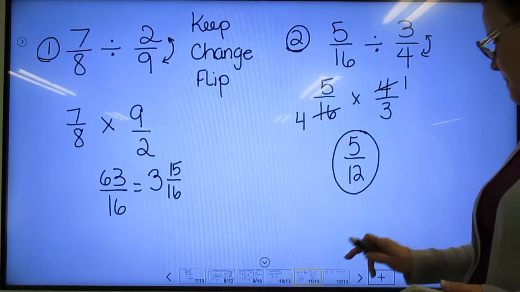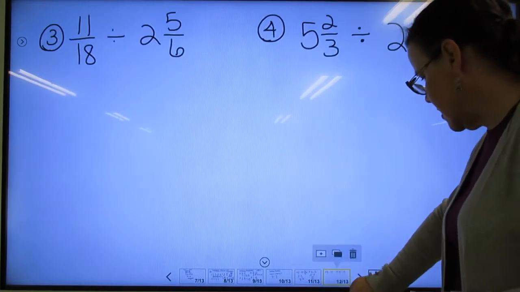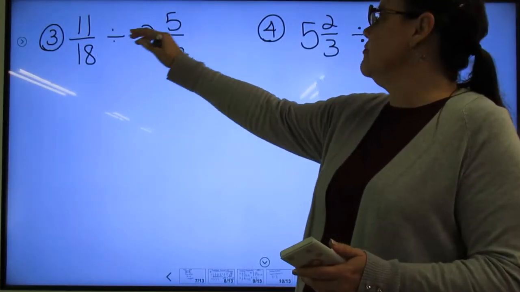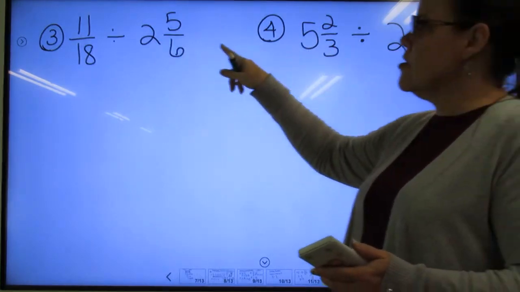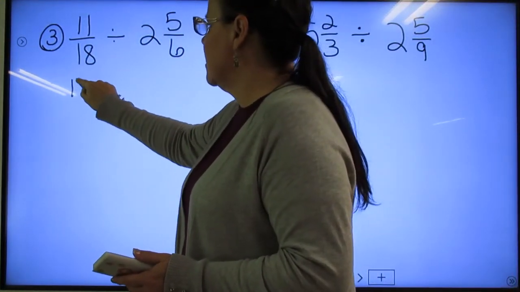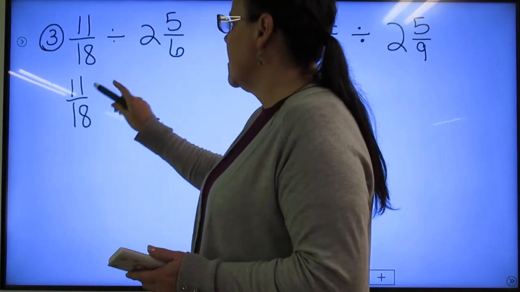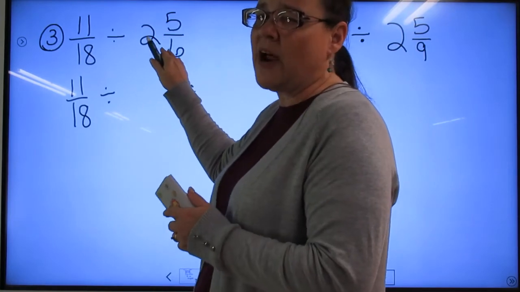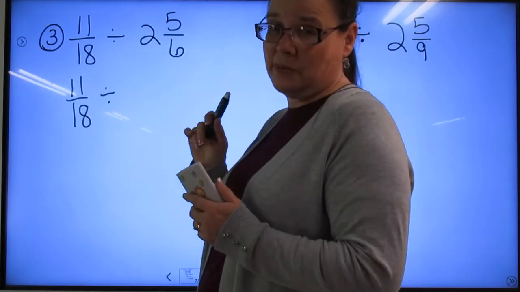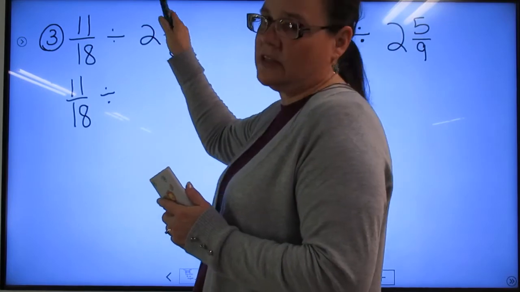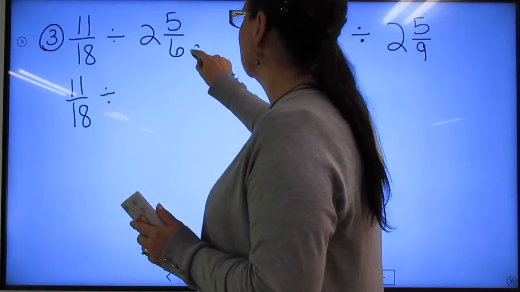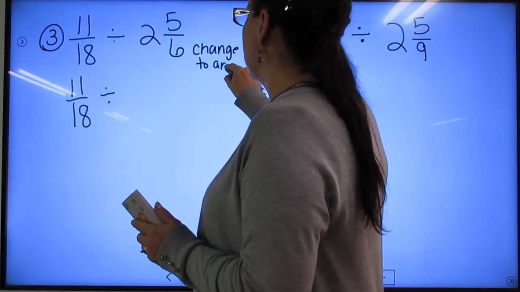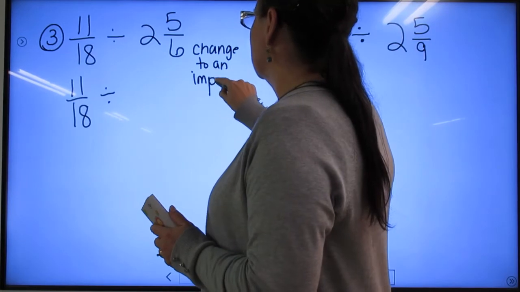for that one, okay? And then the last of our problems here, I have mixed numbers with a regular fraction, and then I have mixed numbers. So, over here, we would do what? Keep the first fraction, right? But we're going to change this to an improper fraction first before we flip it, because I don't know what to flip there. You can't do 2 and then 6/5. You can't do that. You have to change it. Change to an improper fraction.